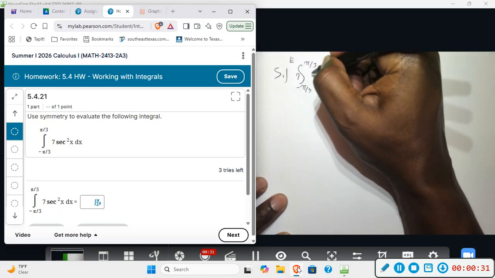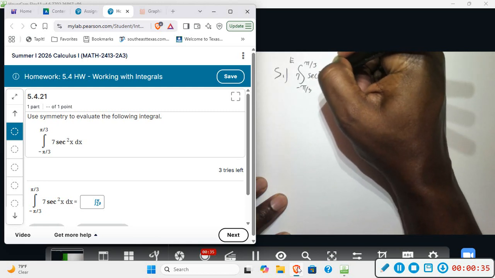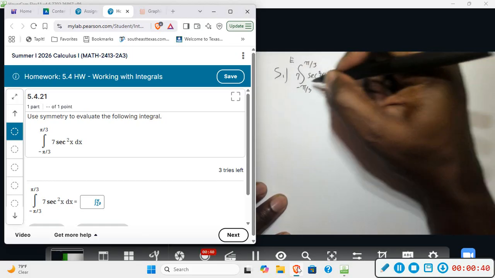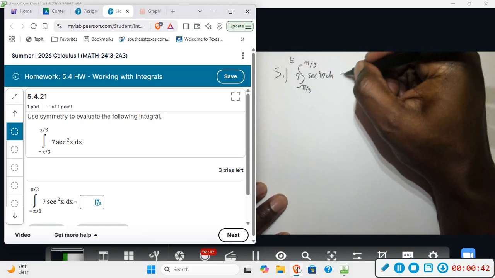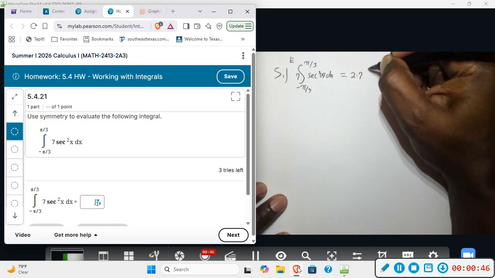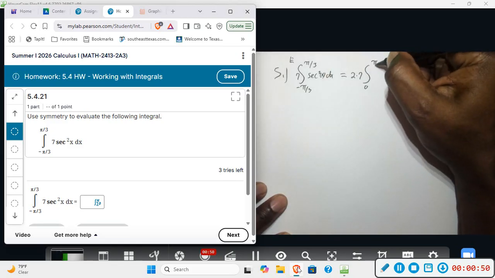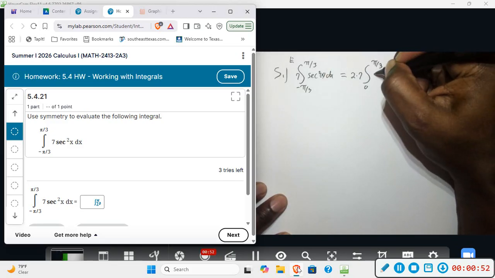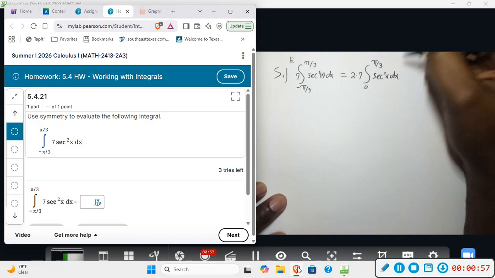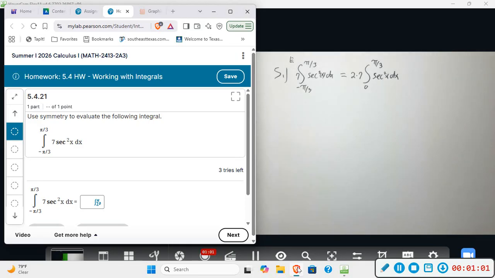I'm going to pull that constant out. Secant squared x. All right, since this is even, I can just double this. So 2 times 7, that'll give me 14. I'll just write double the integral from 0 to pi over 3 secant squared x dx.